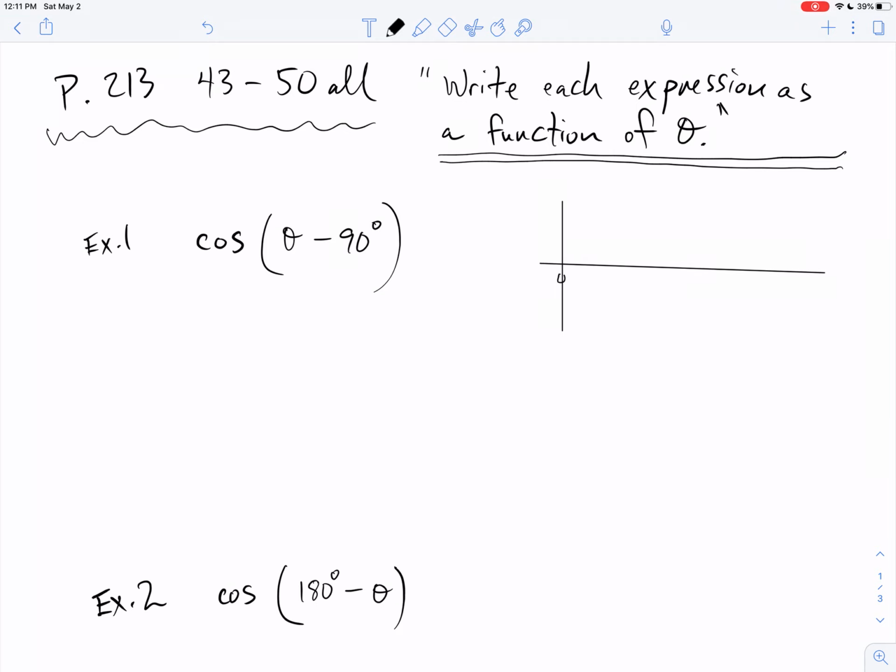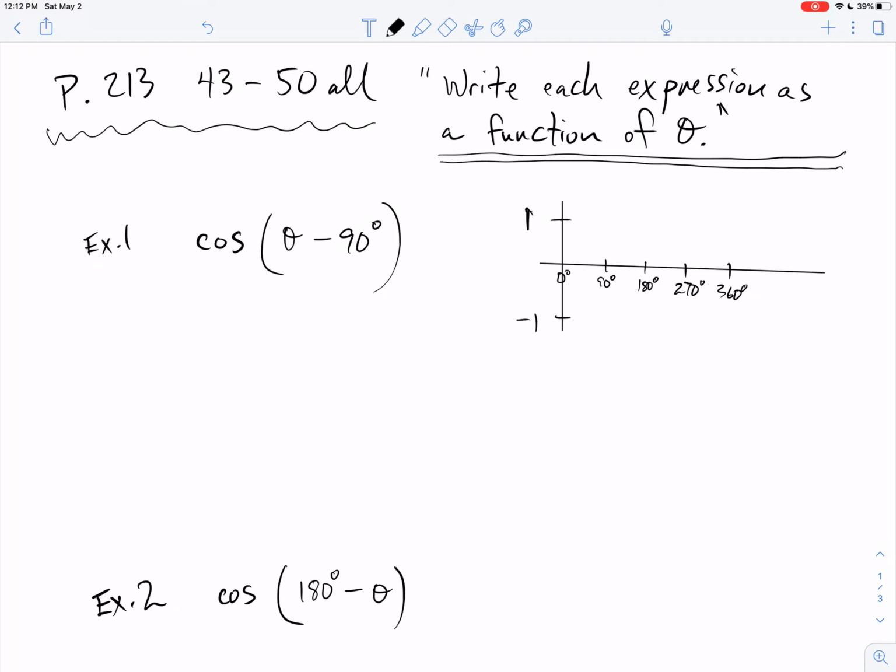If I had 0 degrees. Now, they're not doing radians. They're using degrees. But instead of pi over 2, I could say 90 degrees. Instead of pi, I could say 180 degrees. Instead of 3 pi halves, I could say 270. Instead of 2 pi, I could say 360 degrees. And that is a 1, and that is a negative 1.